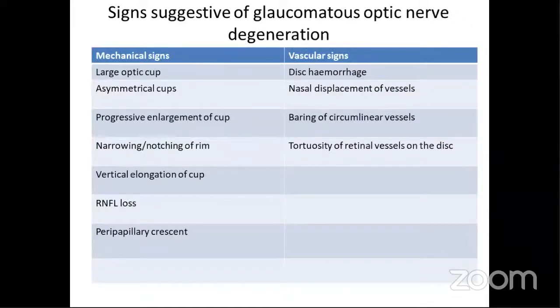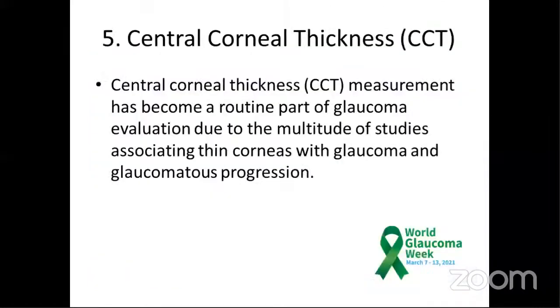This table shows the mechanical signs and vascular signs that you see at the cup. The mechanical signs: large optic cup, asymmetric cup, progressive enlargement of the cup, narrowing, and notching are some of the things that you see. Also retinal fiber loss and peripapillary atrophy or crescent. Then vascular signs: disc hemorrhage is very, very important in cases of normal tension glaucoma, because that is the only sign you see that it is progressing, since IOP has been normal all through.